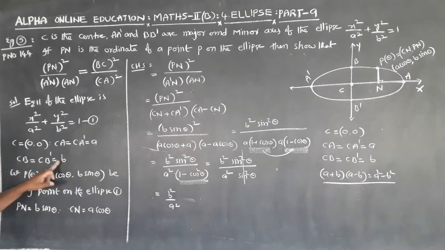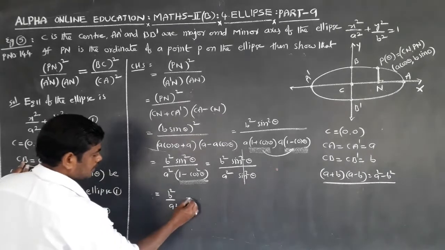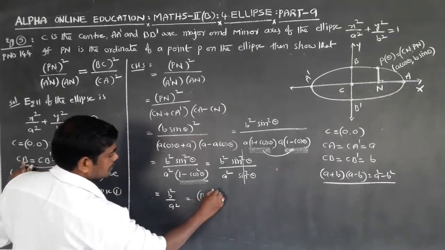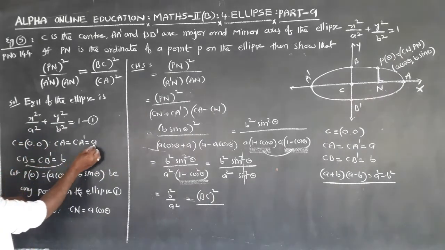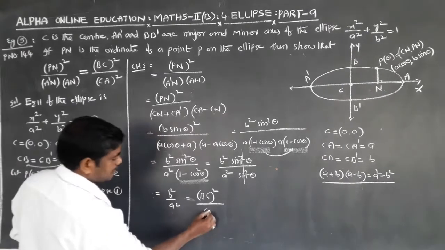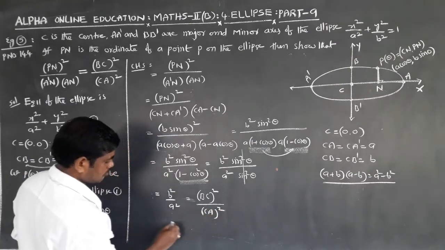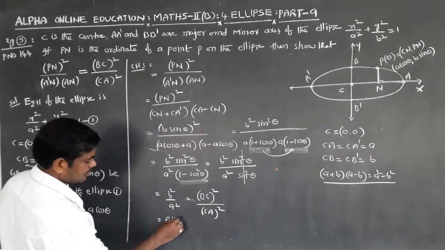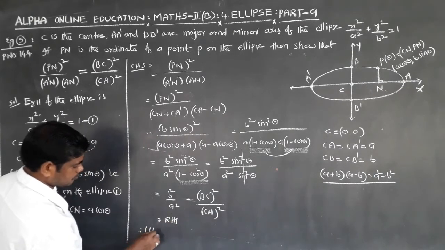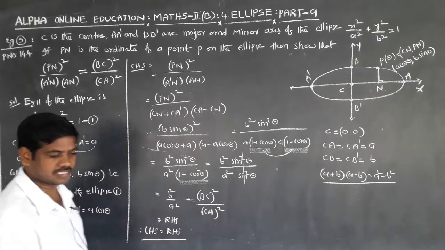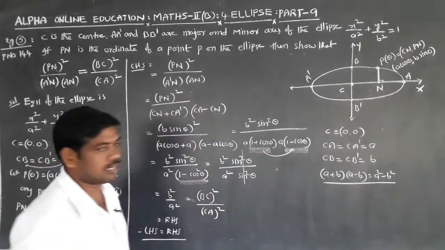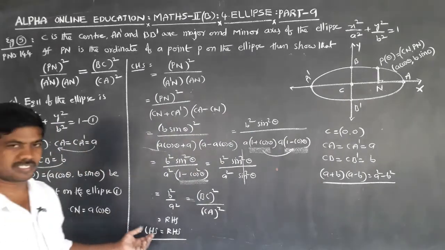Small b is equal to BC, so b² is BC². Small a is equal to CA, so a² is CA². This is the RHS value. Therefore, LHS equals RHS. This is the process.